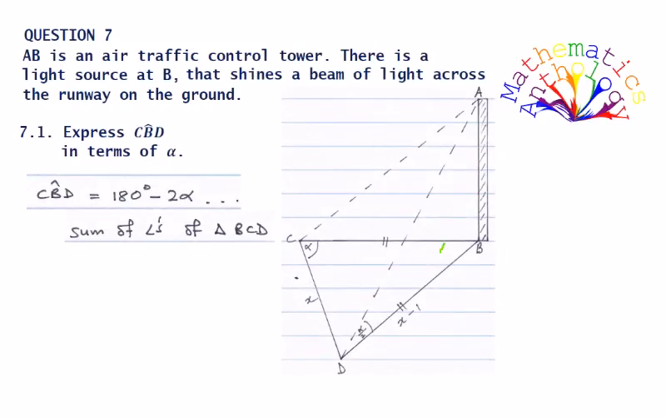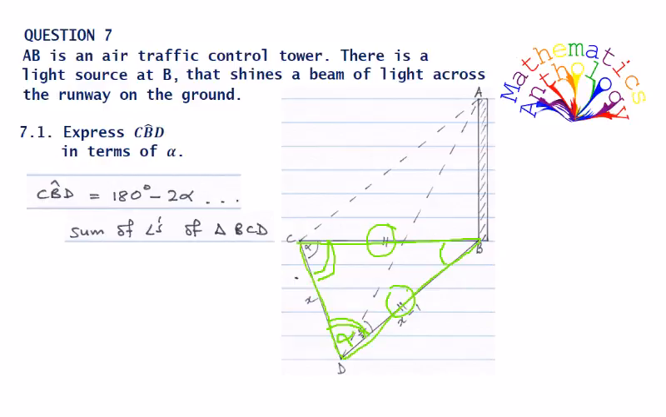Okay, question 7. AB is an air traffic control tower. There is a light source at B that shines a beam of light across the runway on the ground. Express angle CBD in terms of alpha. So angle CBD is actually in triangle CBD.